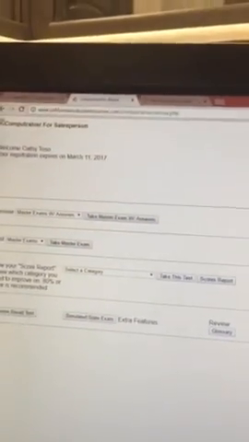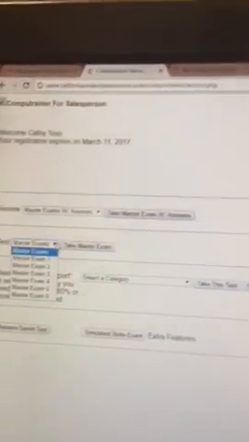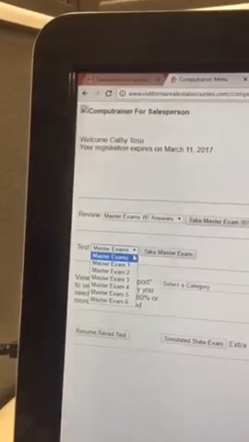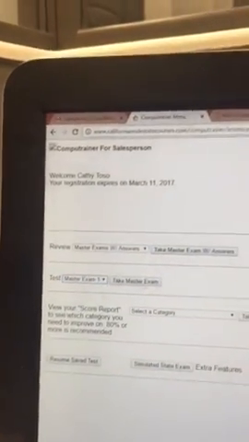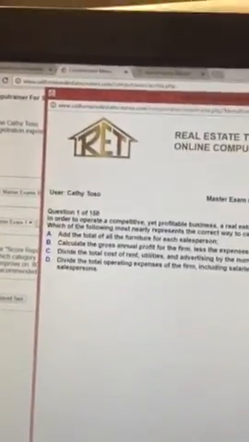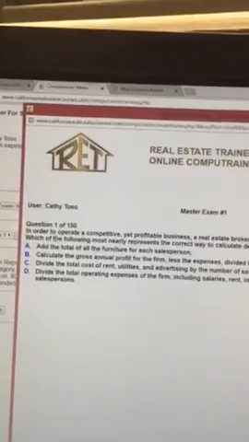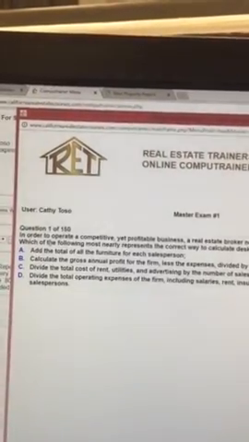Then once you do that, I want you to go to Take Master Exams. And you select whichever one you want, not the one with answers, just the regular one. You select the ones you want, and you're going to take the test. Now this first one says, in order to operate a competitive yet profitable business, a real estate broker needs to be concerned with desk costs. Which of the following most nearly represents a way to calculate desk costs?